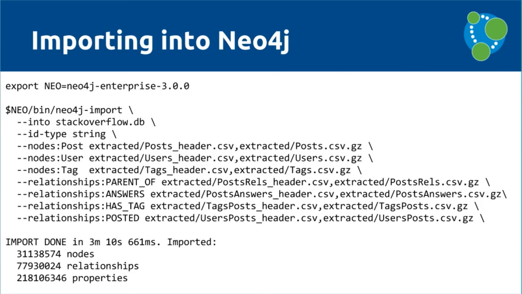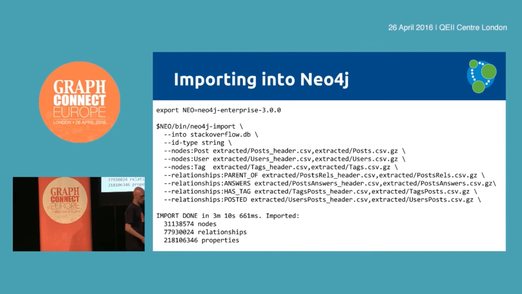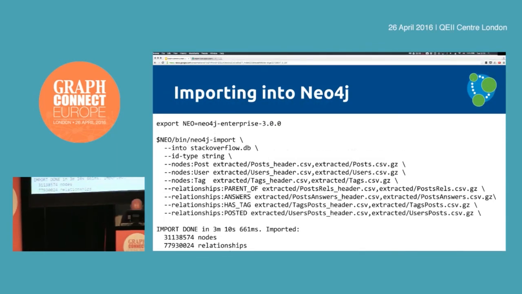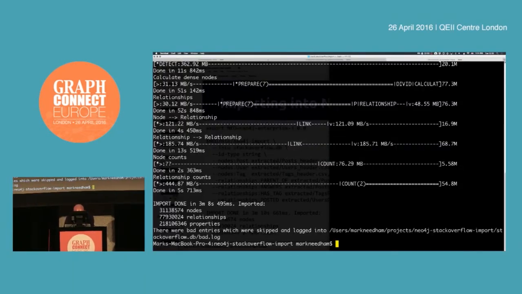Yeah. And there's our script. This is what it took last time when we ran it in the morning. So this is the whole dataset, how many is it? 30 million nodes, 78 million relationships, 218 million properties. Let's see how we got on. So there we go, we're done. 3 minutes, 8 seconds. I think we won.